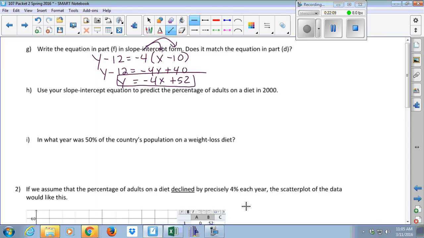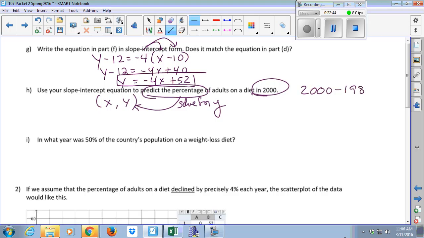Use your slope-intercept equation to predict the percentage of adults on a diet in 2000. When you see something like this, you know you need to find an x and a y value. One of these has to be given to you, because your equation has two parts you don't know. You're trying to predict the percentage of adults, so you're solving for y when you know the value of x. The value of x is the number of years after 1987, which is 13. So for this problem, x is 13 and we don't know y.